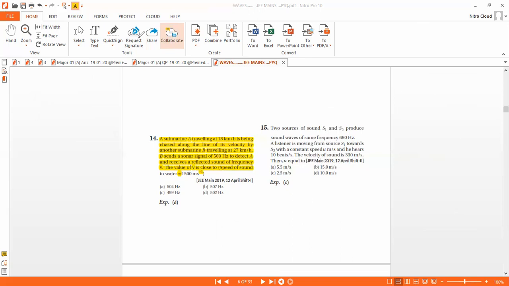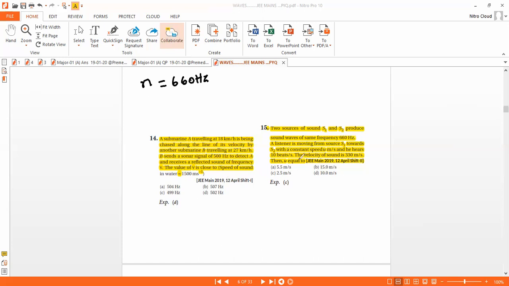See the next one. Two sources S1 and S2 produce sound waves of same frequency. A listener is moving from S1 towards S2 with a constant speed u and hears 10 beats per second. The velocity of sound is 330 meter per second. Firstly, we are having the two sources of sound, S1 and S2, having the same frequency. That is n is equal to 660 hertz.